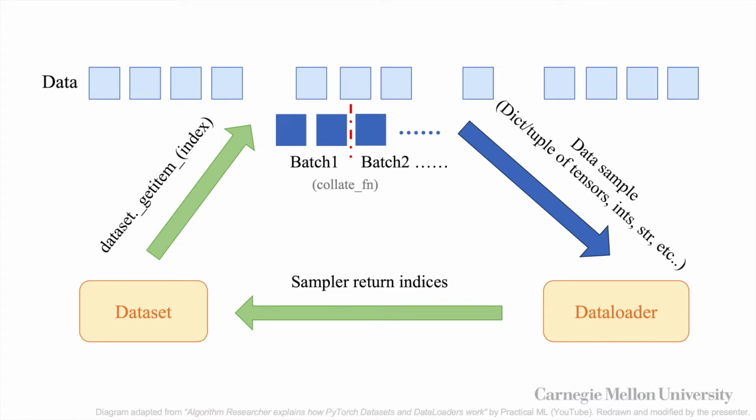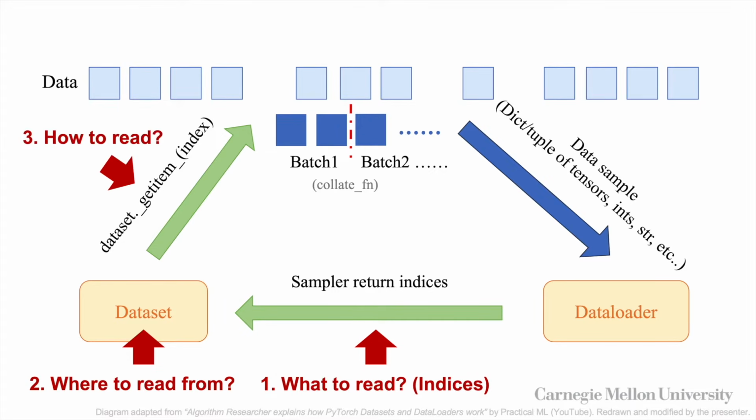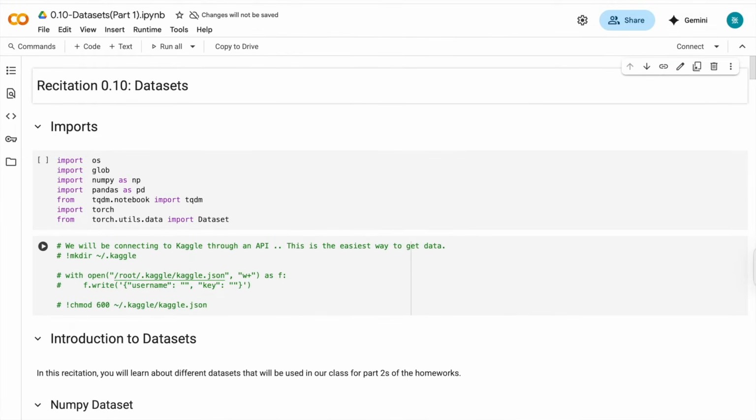So to summarize, the full data loading process involves what to read, where to read from, and how to organize the data and combine the samples. That's a high-level idea of how we can handle data efficiently and flexibly with dataset and data loader. Now, let's go to the notebook and see how we can actually define and implement the dataset.